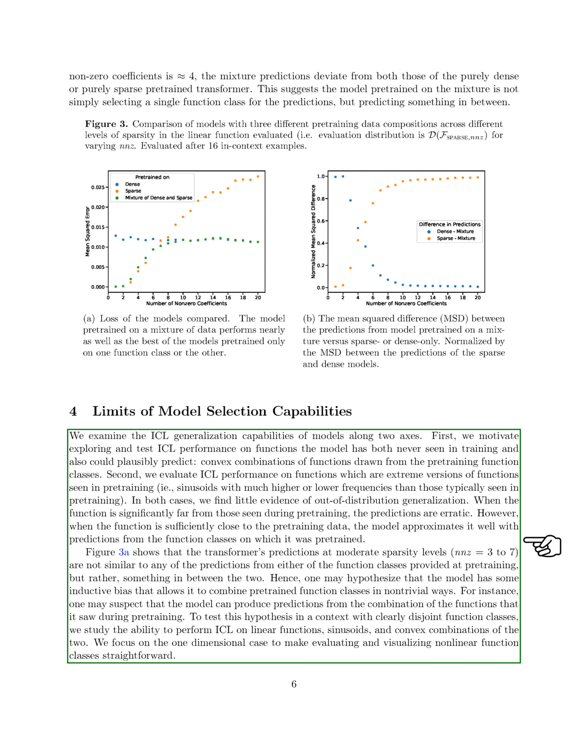First, we explored and tested ICL performance on functions the model has both never seen in training and also could plausibly predict: convex combinations of functions drawn from the pre-training function classes. Second, we evaluated ICL performance on functions which are extreme versions of functions seen in pre-training. In both cases, we found little evidence of out-of-distribution generalization. When the function is significantly different from those seen during pre-training, the predictions are erratic. However, when the function is sufficiently close to the pre-training data, the model approximates it well with predictions from the function classes on which it was pre-trained.